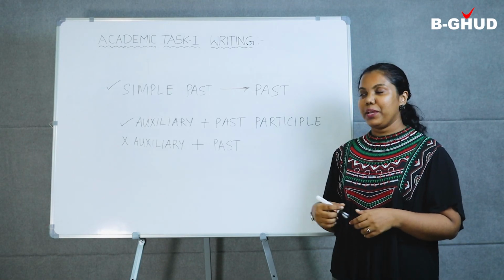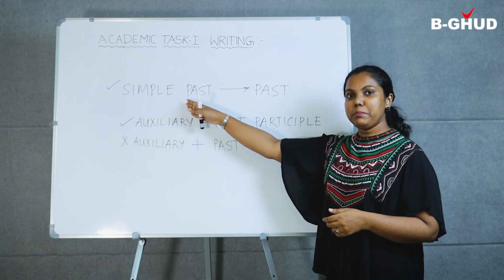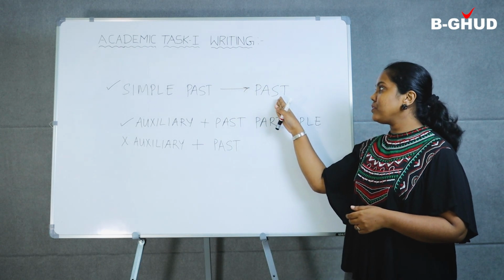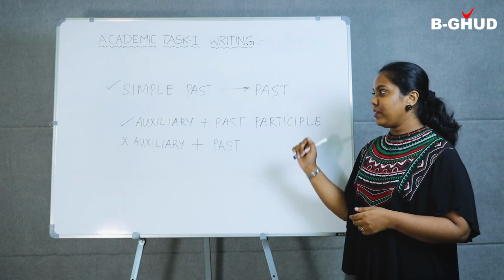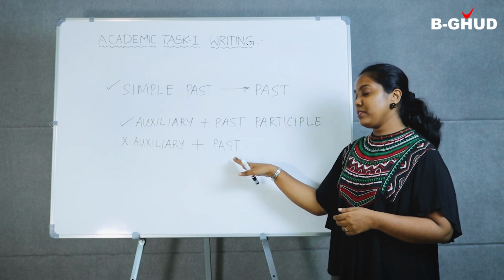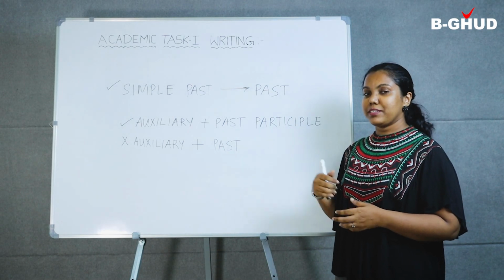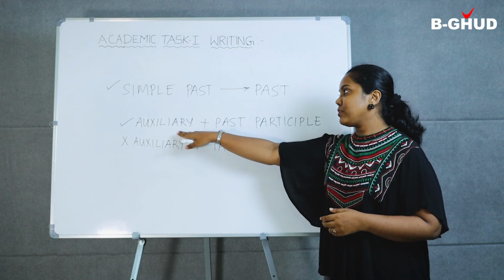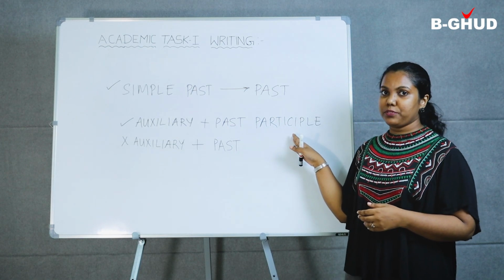To conclude, whenever we write a sentence in the simple past, we always use the past form of the verb on its own, never the auxiliary plus the past form of the verb. But at times, we can always use the auxiliary plus the past participle of the verb.